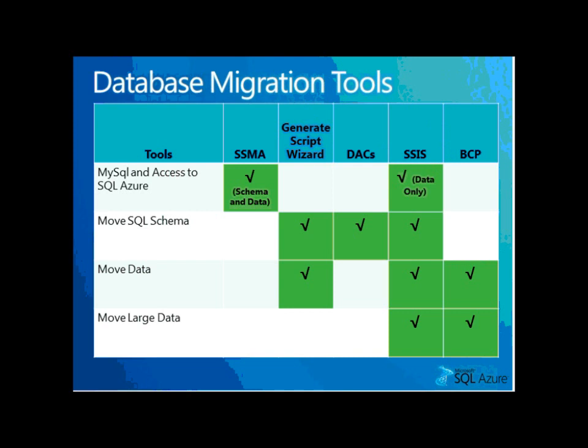So this is your summary to figure out when to use what for what. Use your tools for MySQL and Access, your migration tools. To move the schema, you can use the script wizard, a DAC, SSIS. To move the data, script wizard, SSIS or BCP. Move large data, SSIS or BCP. Again, if you're just trying out, use the SQL Server Migration Wizard from CodePlex. It's the fastest tool to just try things out.